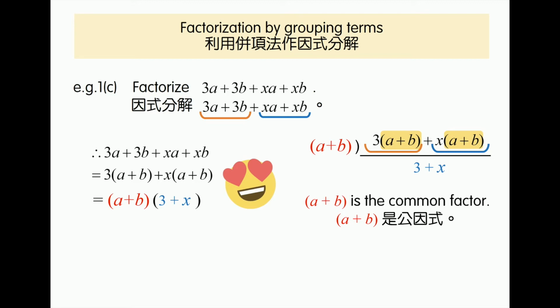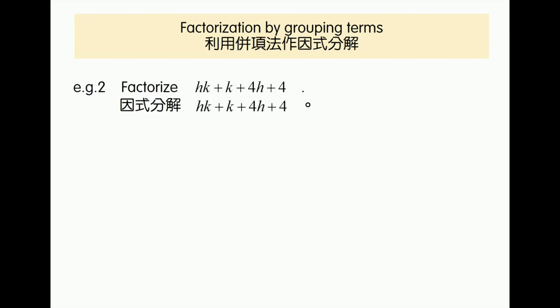Let's try another one. This time we need to factorize this polynomial. If we want to factorize 4 at the same time, we realize there are no common factors. Therefore, we group them together in groups of 2. For the first 2 terms, hk plus k, the common factor is k, so we take it out, left with h plus 1. Remember, the term at the back, there's only 1k, so after taking it out, there's only 1 left.